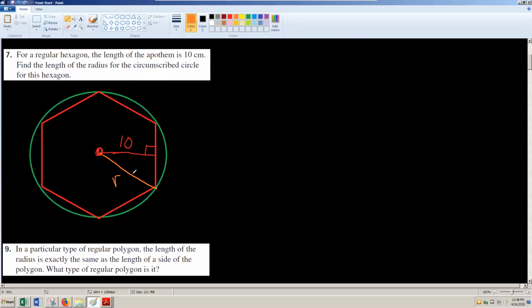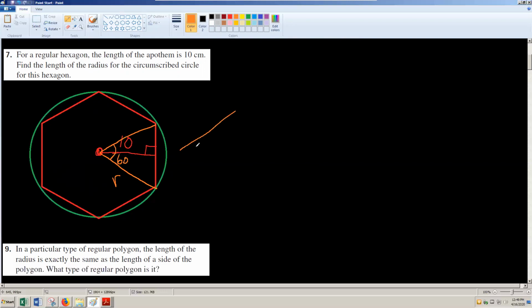Now, if my apothem is 10 and I have a hexagon, I should be able to pull some information from my hexagon to solve this problem. Again, once we learn some more trig, we wouldn't need that, but for right now we do. So let's think about what my central angle would be for a hexagon. This central angle created would be 60 degrees.